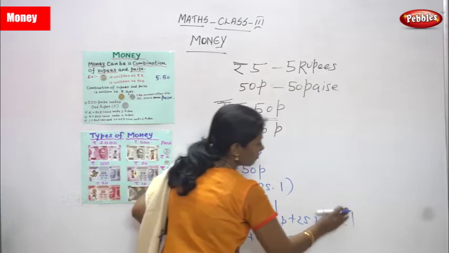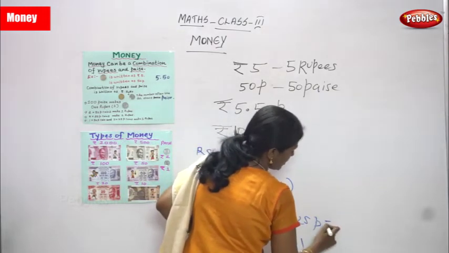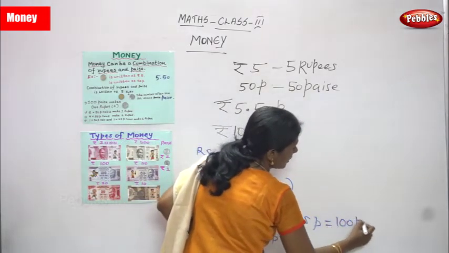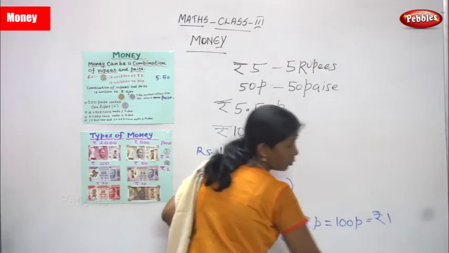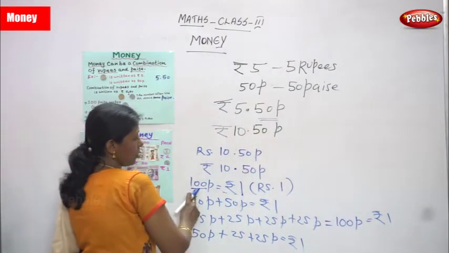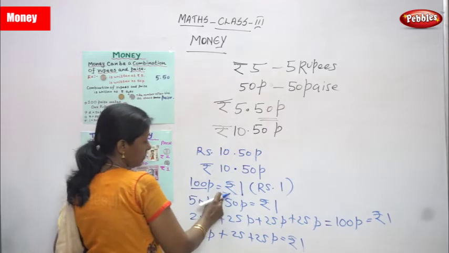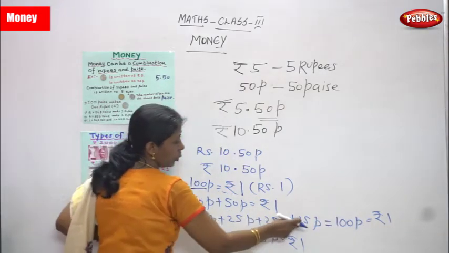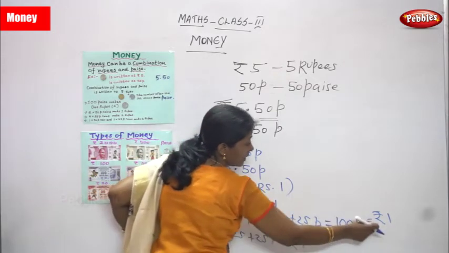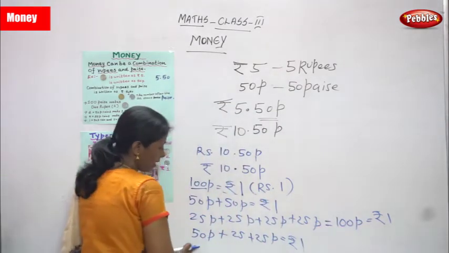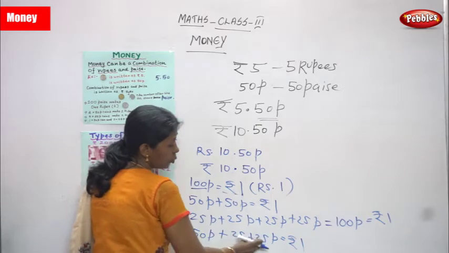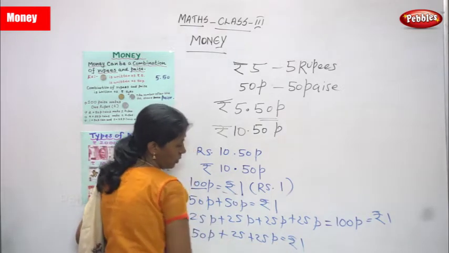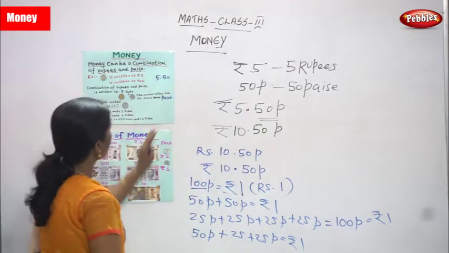100 paise, you can write like this. That is 100 paise, it becomes 1 rupee. So 2 50 paise make 1 rupee. 4 25 makes 100 paise, it becomes 1 rupee. So 1 50 paise and 2 25 paise become 1 rupee. This is the basic thing.